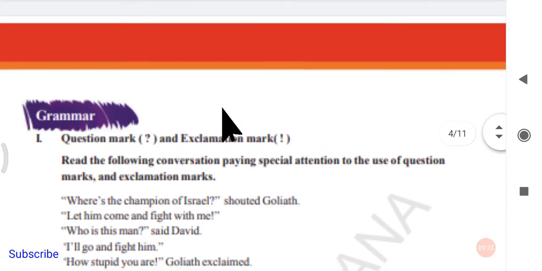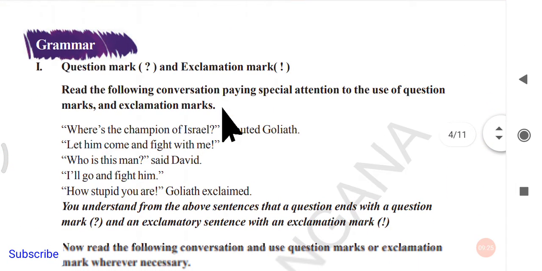Next, it is an important point, so be very cautious here. This is a grammar point. Here we have to focus on the question mark and exclamation mark, where to place a question mark and where to place an exclamation mark. Read the following conversation, paying special attention to the use of question marks and exclamation marks.